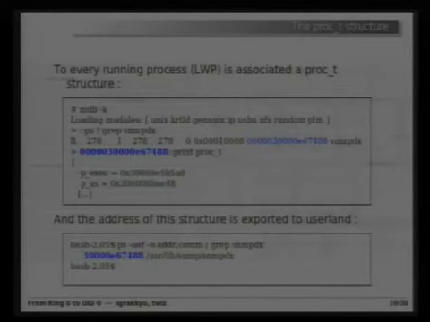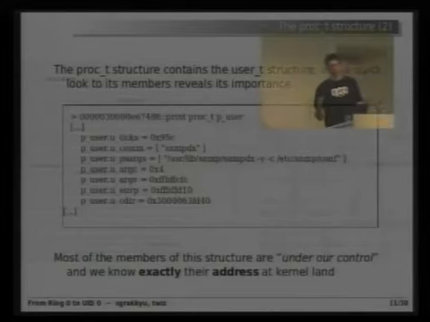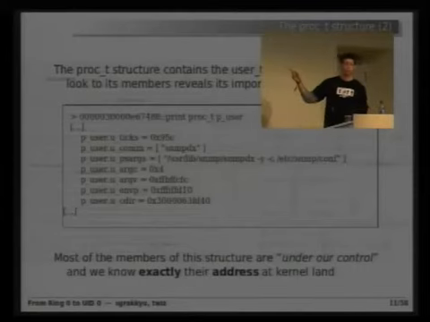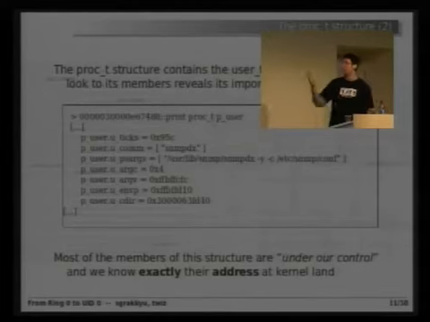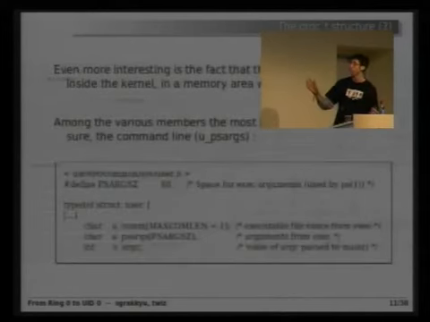So we take a closer look at this structure, and we figure out that inside this structure, there is the user_t structure. You see all these members? All these members are somehow controlled by us. It's the name of the program we are executing, the pointer address of our environment, the parameters which are on the command line. So most of the members of this structure are under our control, and we know exactly where they are because the address is exported.